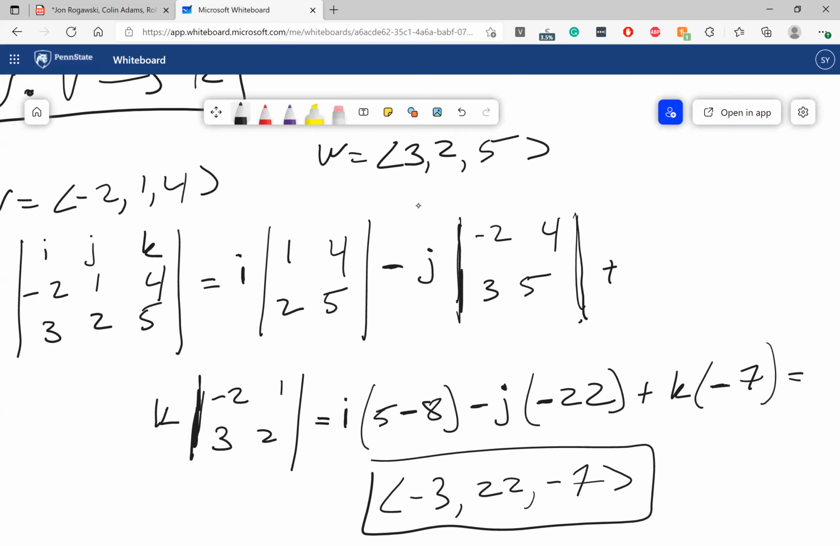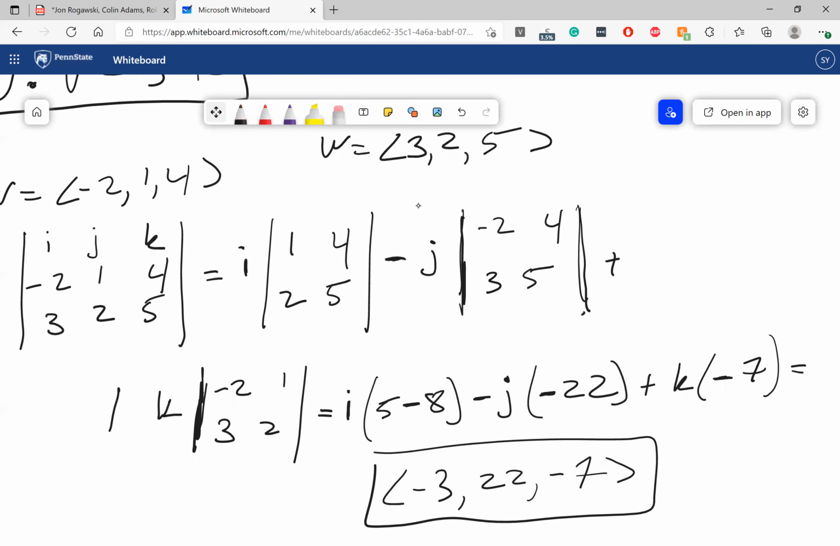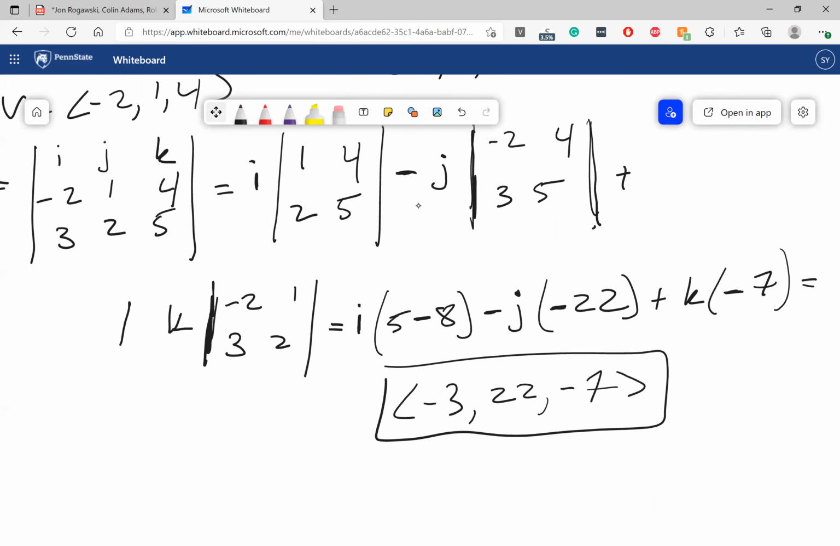Any questions about this? And you get a vector in the end. So you take two vectors, you take their cross product, and you end up with a third vector.